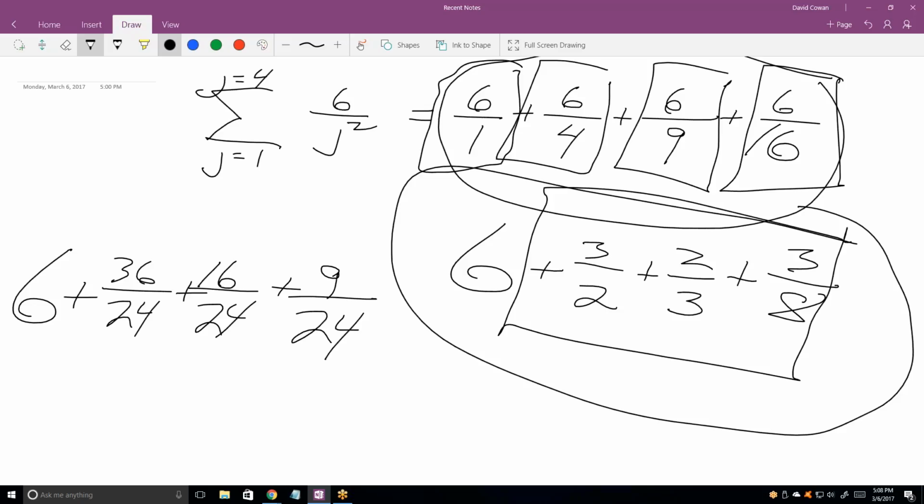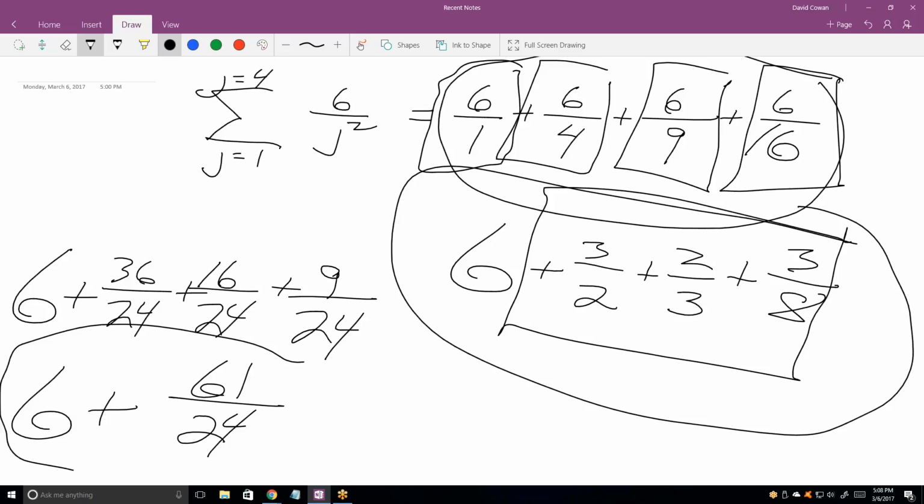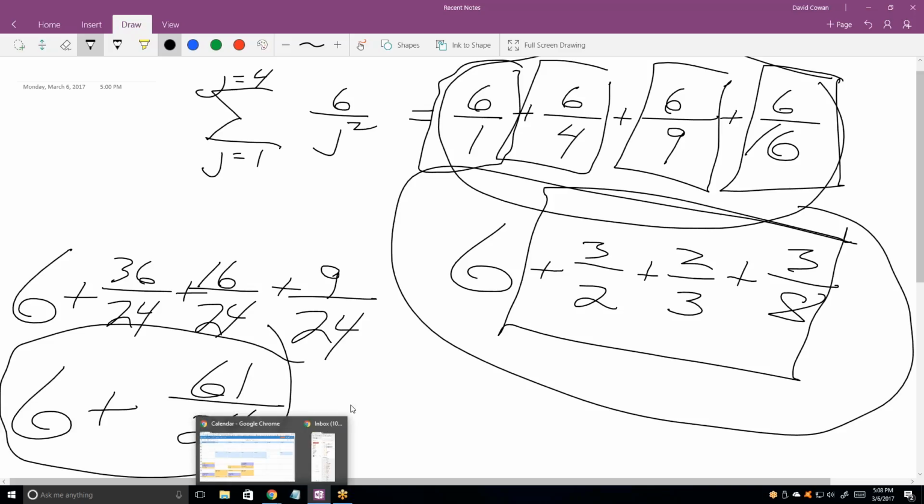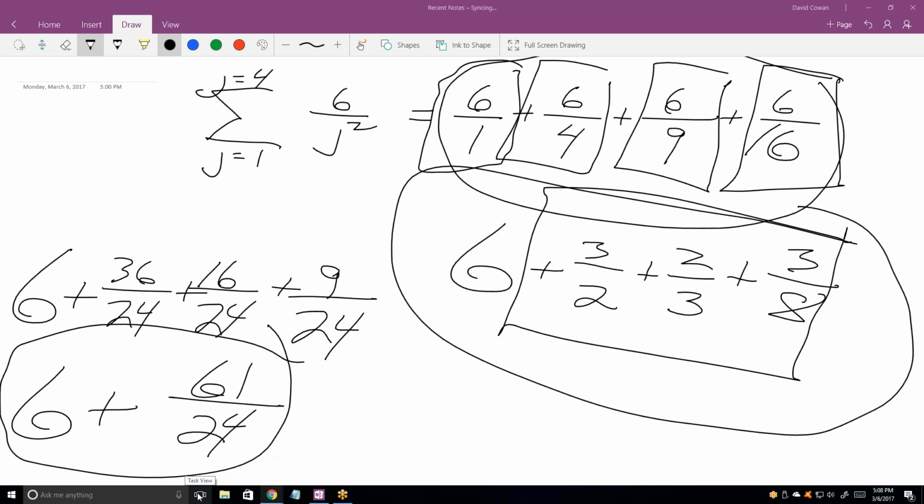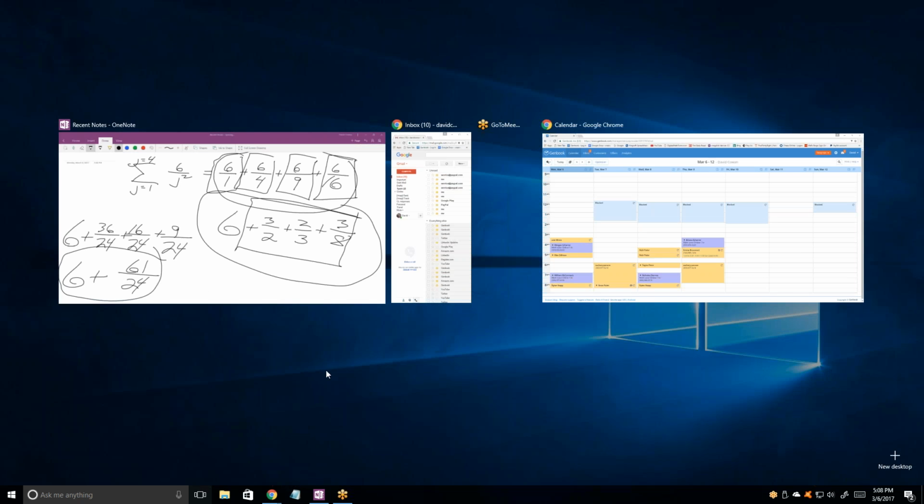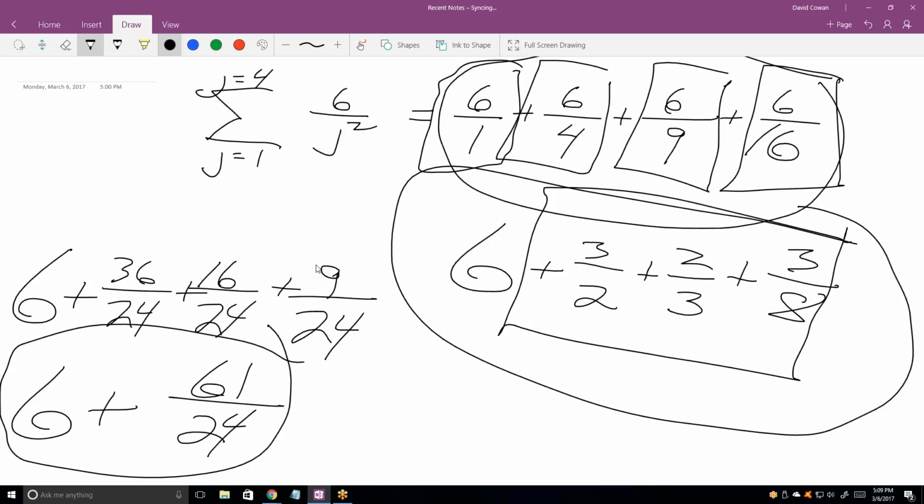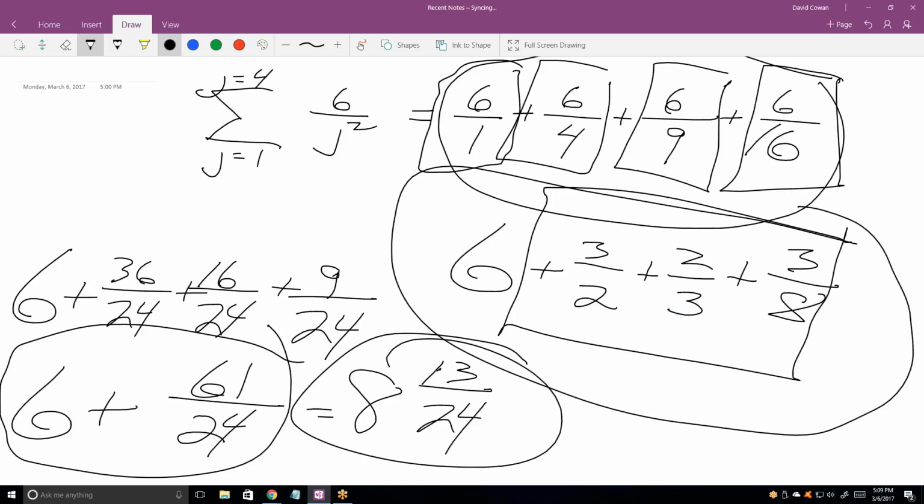Now we can just add the numerators. And we get 61 24ths. And now we want to simplify that a little bit. I can pull 48 24ths out of there. So I end up with 8 and 13/24. You see how I got that? Yeah. Okay, good.